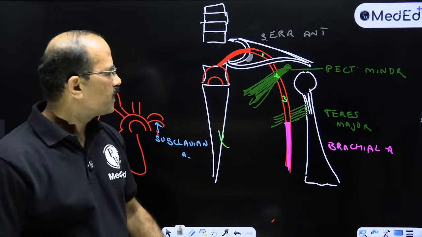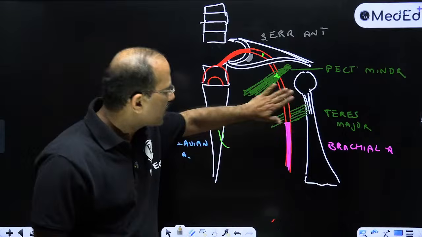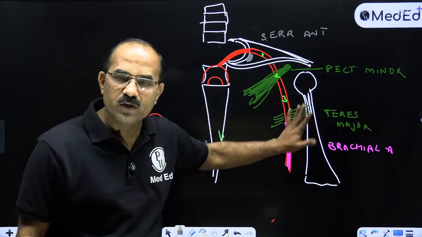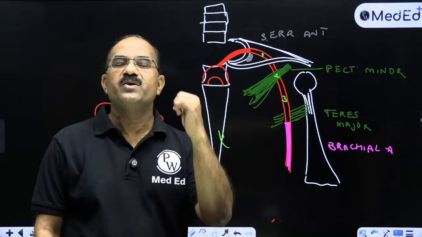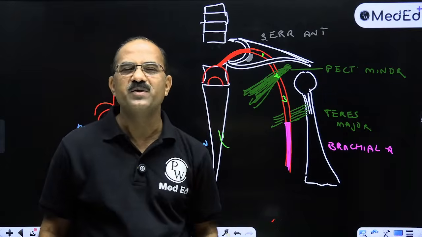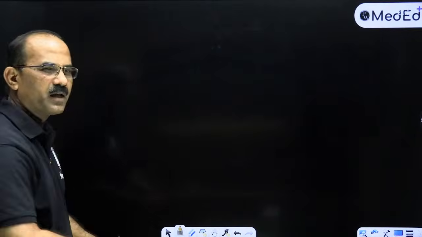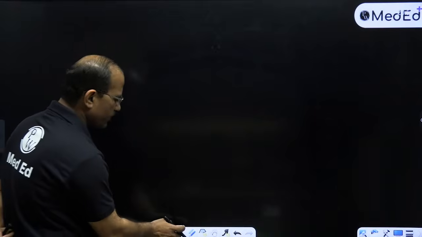I'll draw this. Come to the third part. Third part का anterior relation is going to be the pectoralis major. Posterior relation is going to be the teres major and the latissimus dorsi. एक मिनट, don't get confused. I'll just draw this for you.